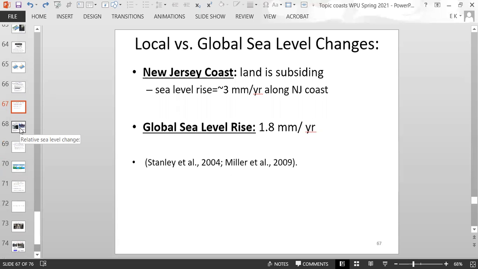A lot of that has to do with sediment compaction. A lot of the states along the Atlantic coast are experiencing sediment compaction, which causes the land to subside.